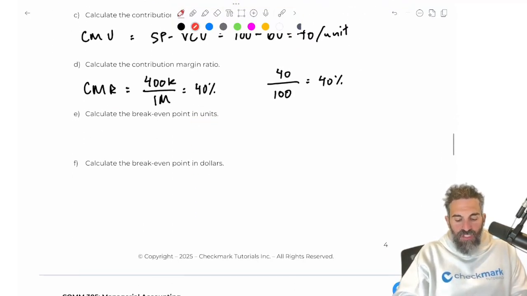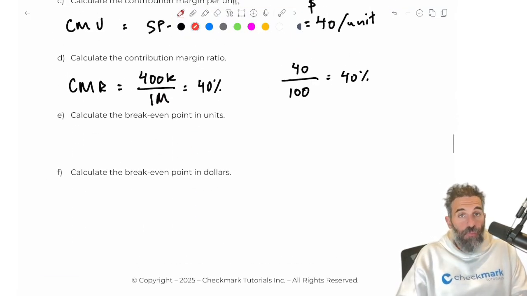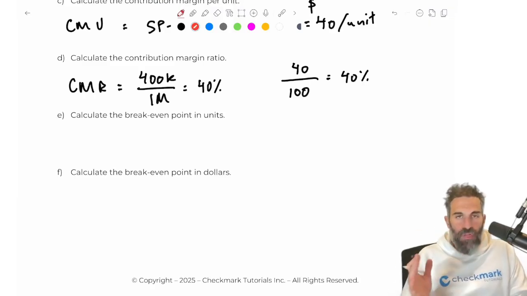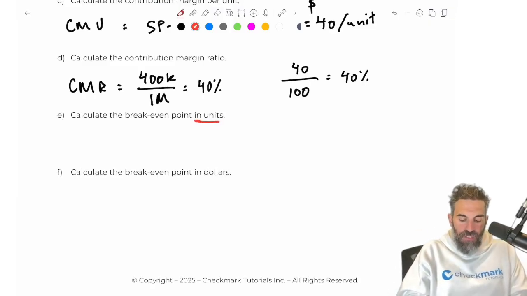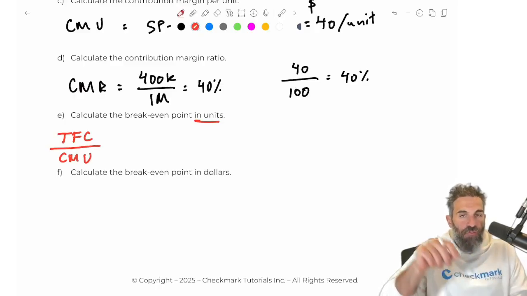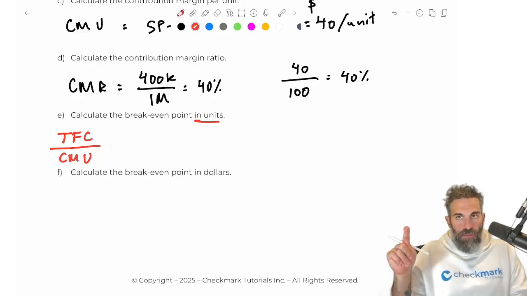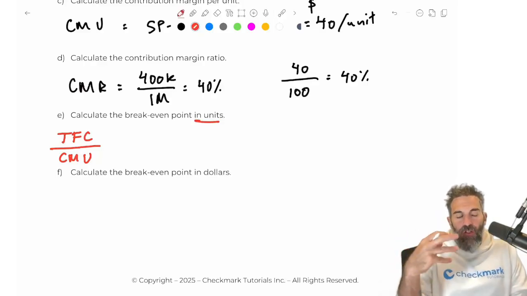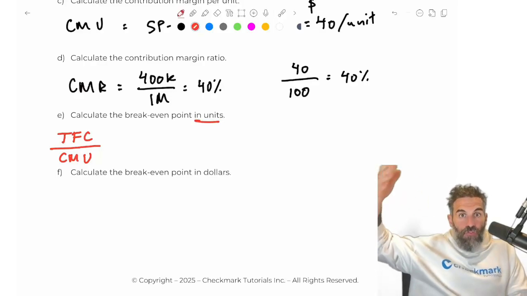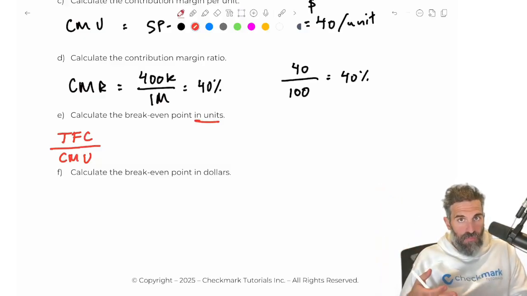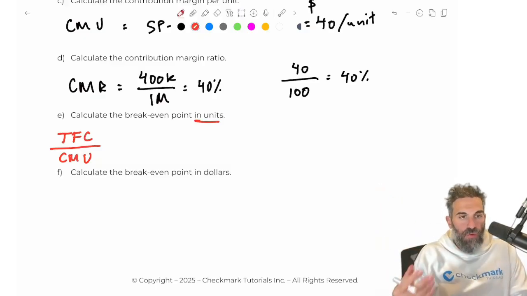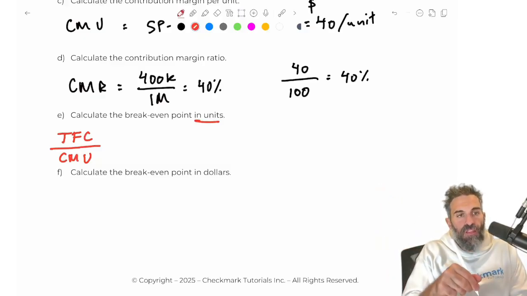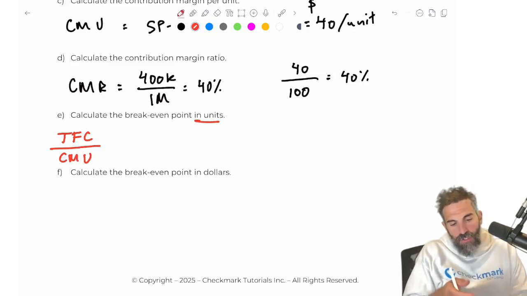The way I like to solve exam questions, so I see the question, okay, break-even point in units. First step, let me just write the formula. The break-even point in units is the total fixed cost divided by CMU. I start with the formula that will give me the final answer. It's difficult to start the other way. When I say the other way, I mean starting from the first thing you actually need to calculate, because it's hard to know where you're going. Whereas if you start with the formula that will give you the final answer, you can work backwards from there.